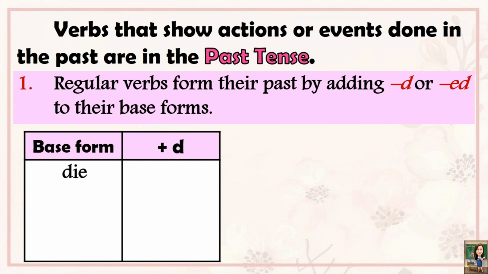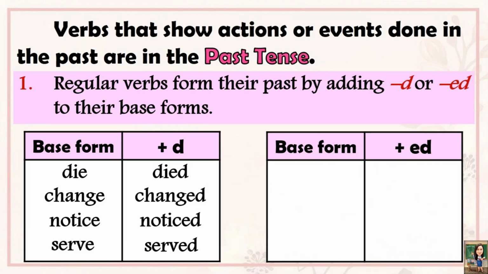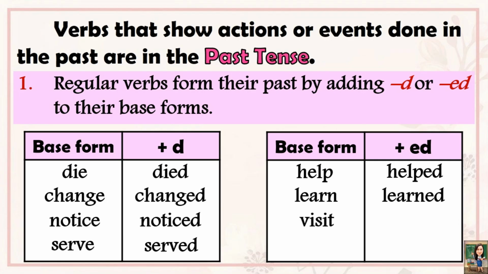First is die. Add D, died. Next is change. Add D, changed. Next is notice. Add D, noticed. Next is serve. Add D, served. Let's study this chart. Base form plus adding ED. Help, helped. Learn, learned. Visit, visited. Pack, packed.